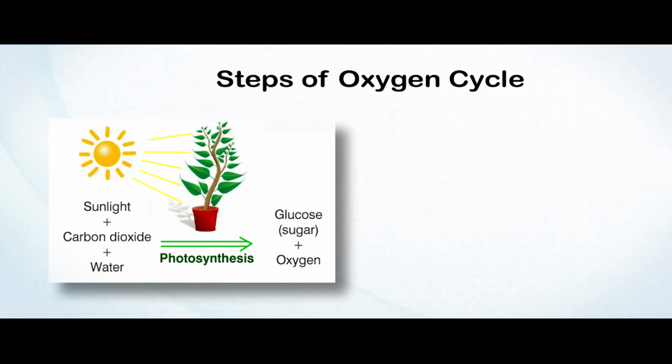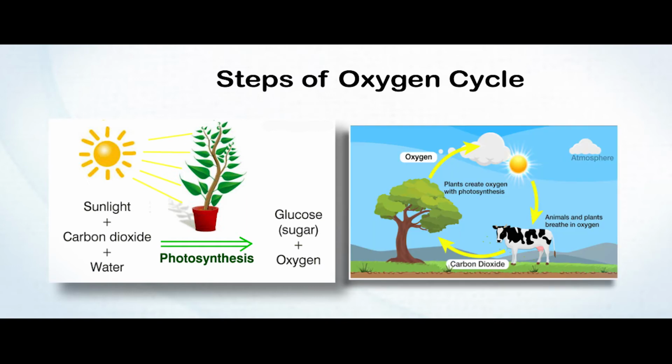In the second step, respiration. The oxygen that is released by the plants is used by the humans, the animals, and the other organisms for respiration. We use oxygen to break down simple sugar and generate energy to sustain ourselves.